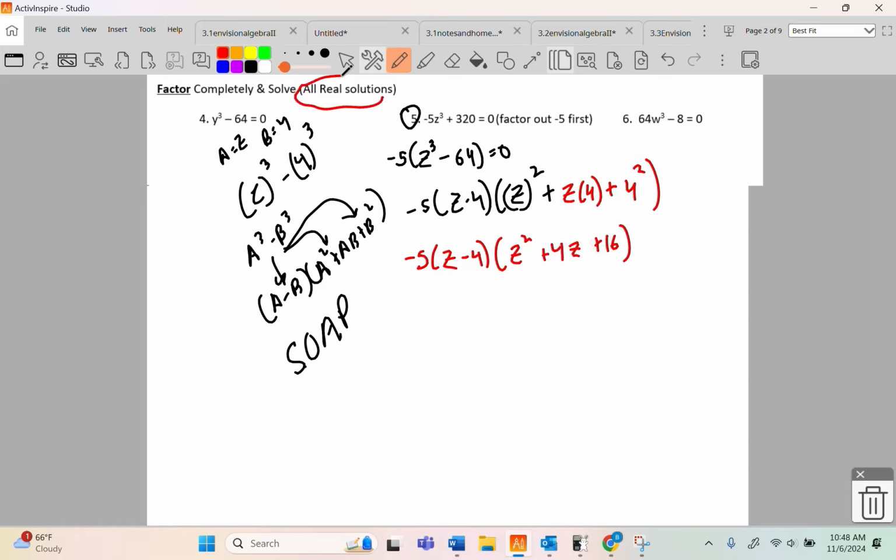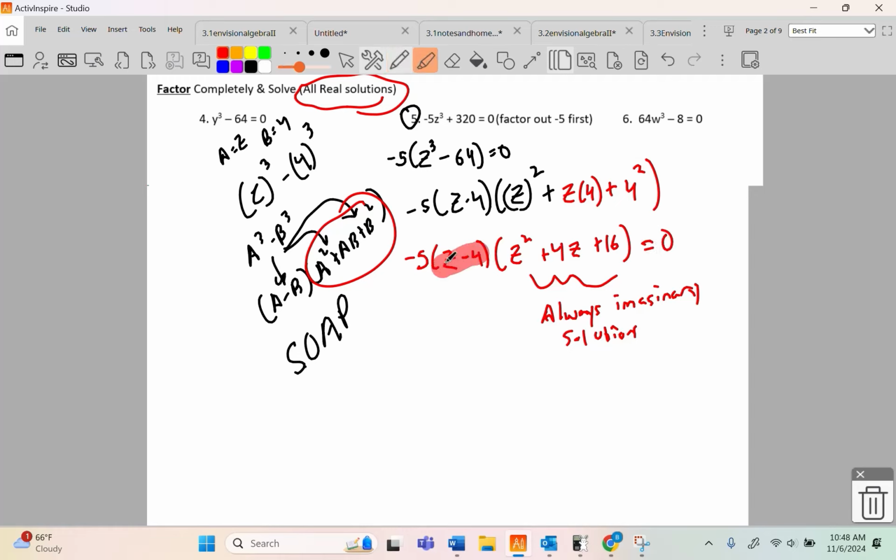Now, I'm only asking about the real solutions. I'm not asking about all the solutions here. This piece right here is always imaginary solutions. Always. The only piece that matters is the front piece, that guy right there. So Z minus 4 must equal 0. So Z is 4. And you are supposed to factor these. They are factoring problems.